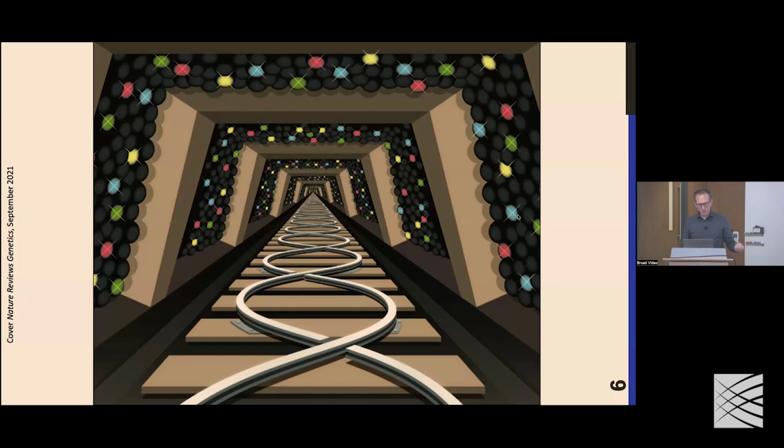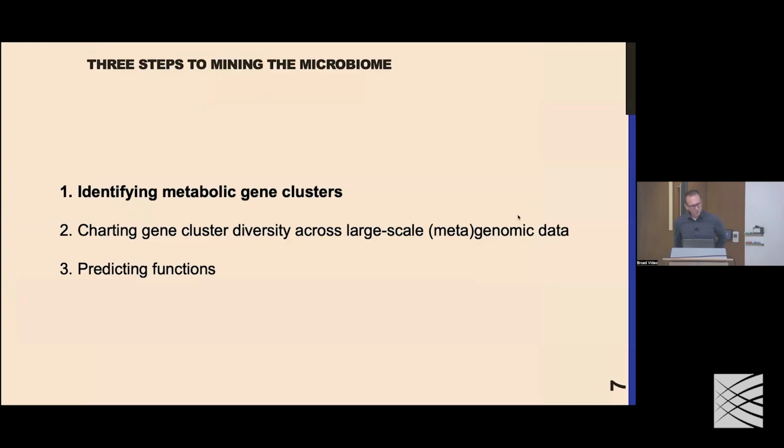So in this process of mining the biochemical diversity of the microbiome, I will lead you through three steps in terms of the algorithms and tools that we use for this. First of all, it's the identification of these gene clusters. Second is how do we chart their diversity across large data sets of many genomes or metagenomes. And thirdly, how do we start predicting functions?